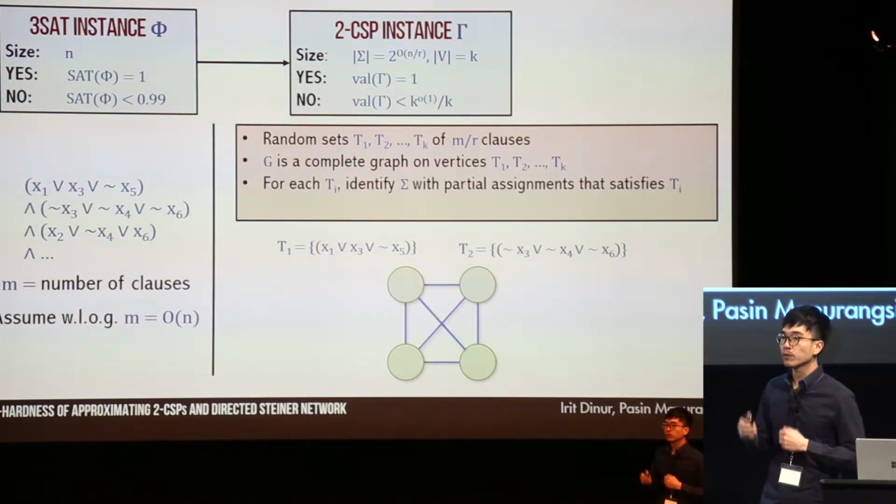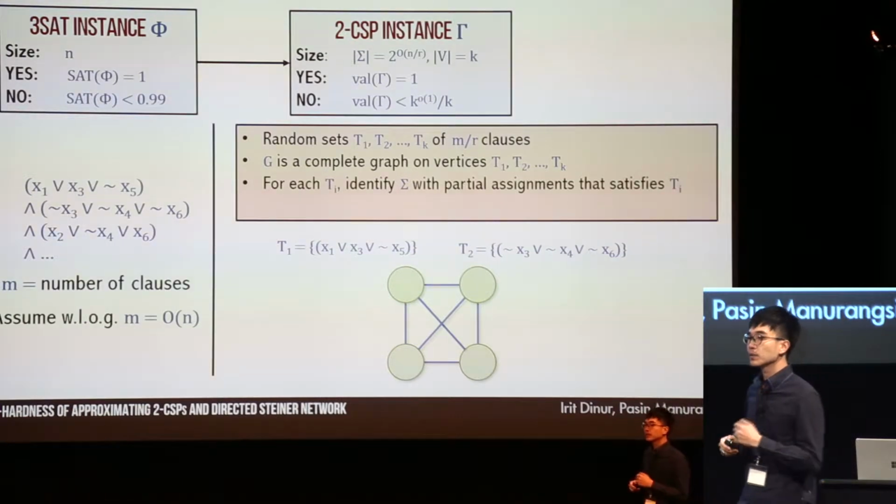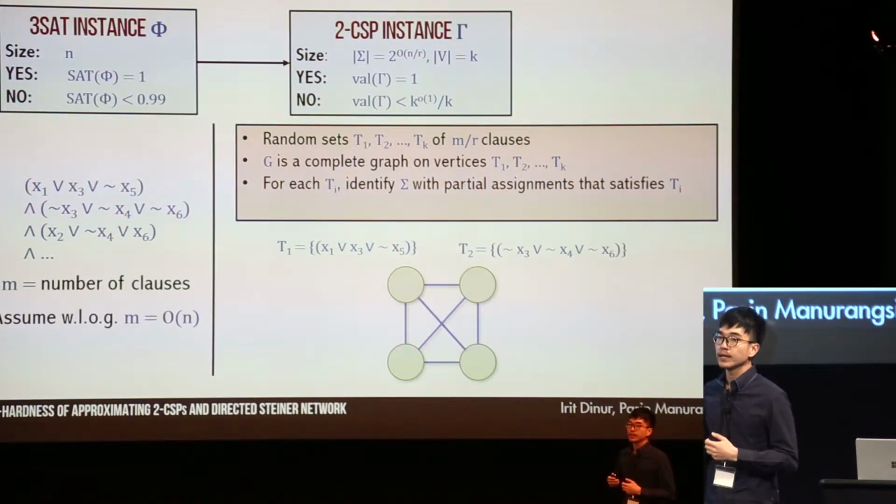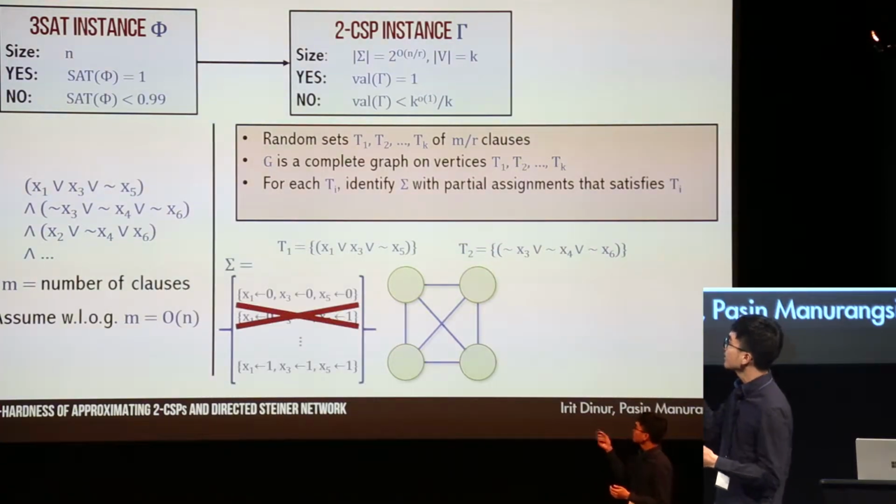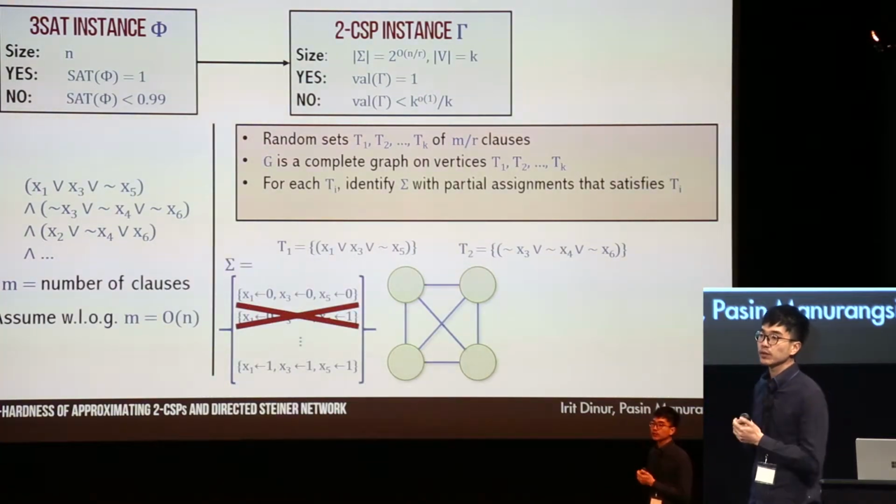And what would our alphabet be? The alphabet set would just be the partial assignments that satisfy each vertex. So for instance, for T1 right here, it contains only one clause.